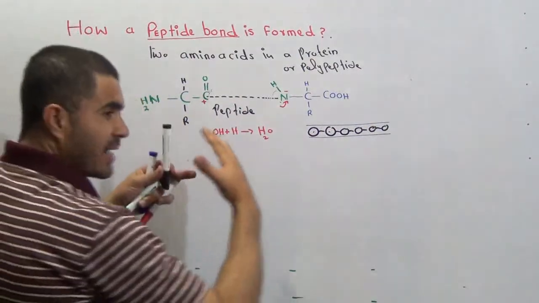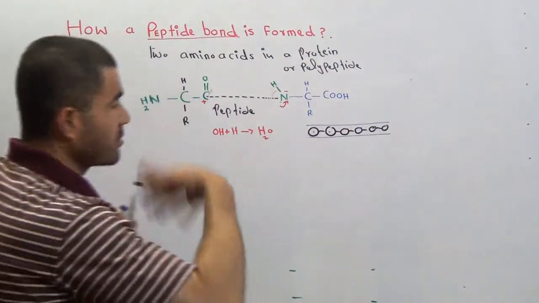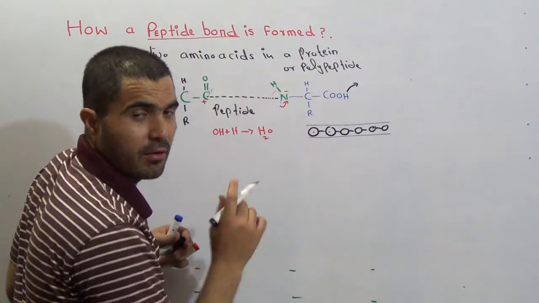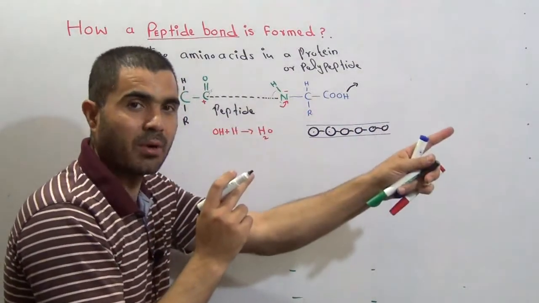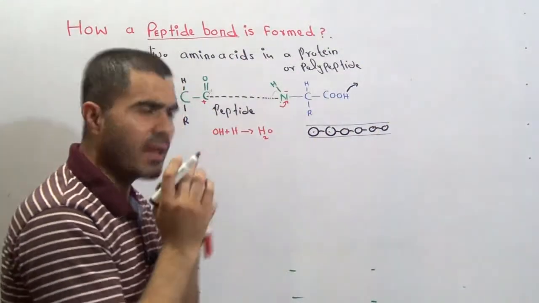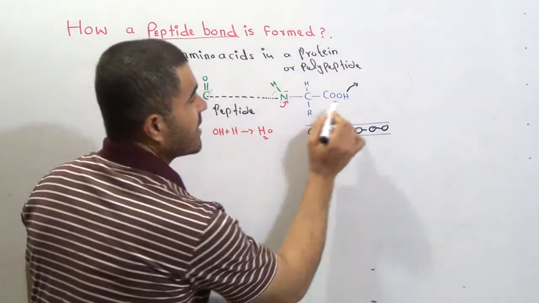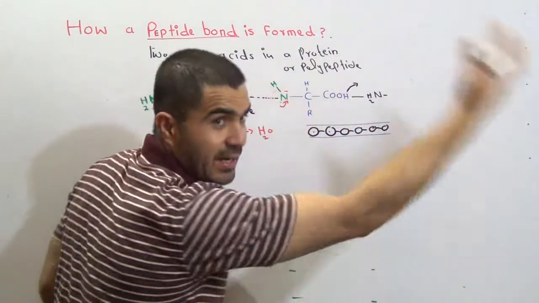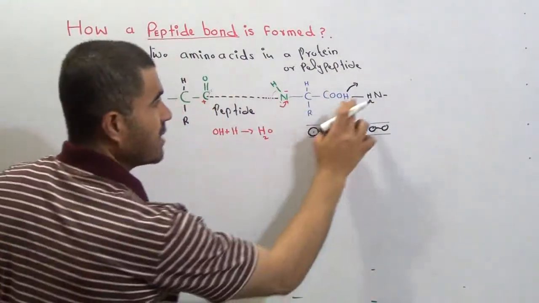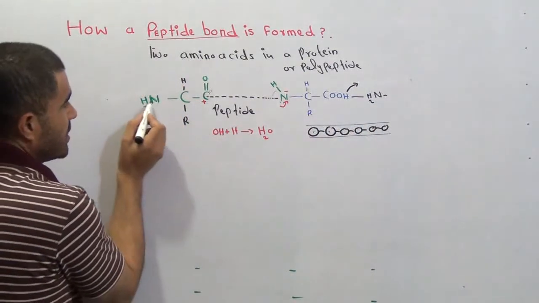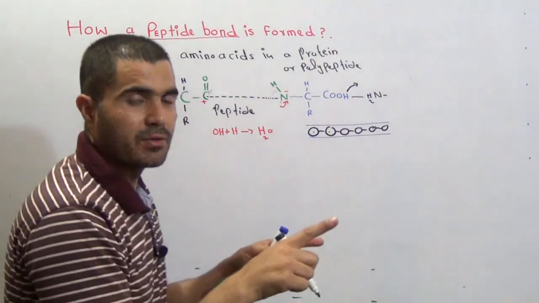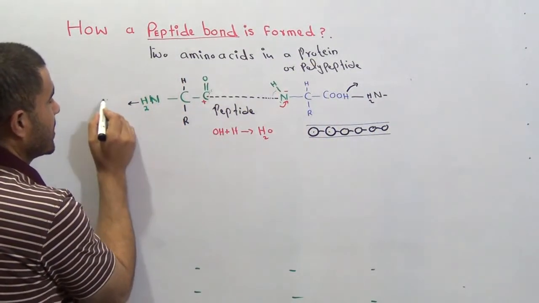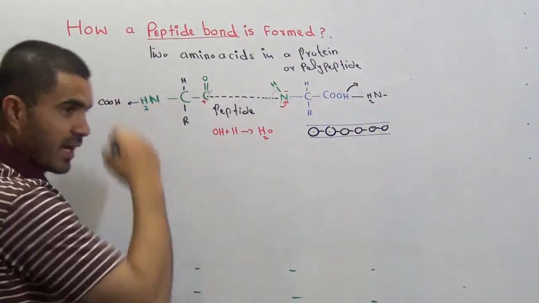Now you can extend the structure further, meaning this COOH is again available to make a new peptide bond with the next amino acid. When the next amino acid comes, that carboxylic group will make a bond with the NH2 group of the next amino acid. Again, there will be a peptide bond, and this NH2 is also available to make a bond with the incoming amino acid. But this NH2 will face the COOH group of the next amino acid.